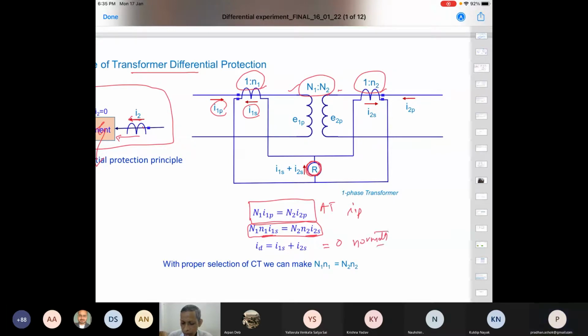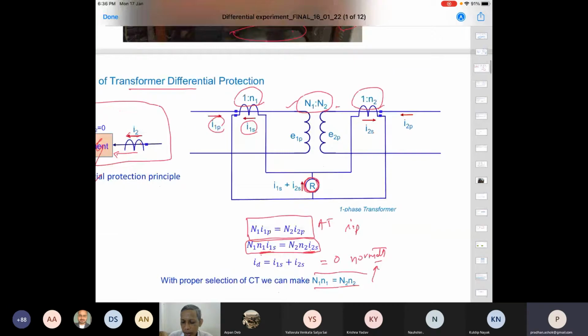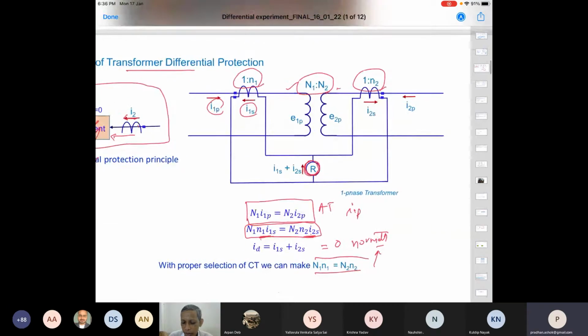How can it be achieved? In this condition, if N1 I1 equals N2 I2, then this can be achieved. Is it not? Left hand side will be equal to right hand side, and our connection should be such that they are opposite to each other in this branch during normal condition. I told you from the very beginning, that is my check: I connect some load on the secondary and see that the polarity of the CTs is such that during normal situation, differential current is 0. And this 0 can be achieved if you select the corresponding CT ratio.